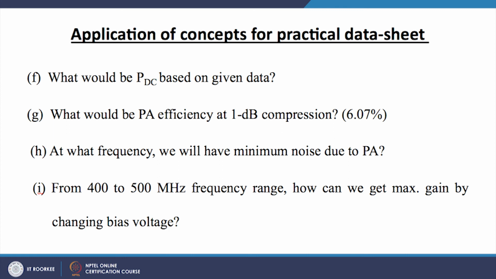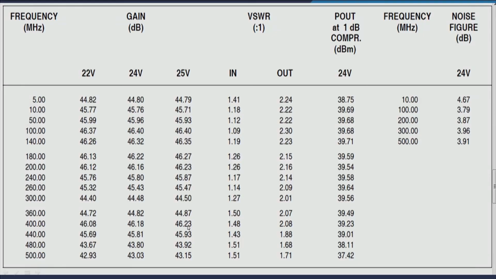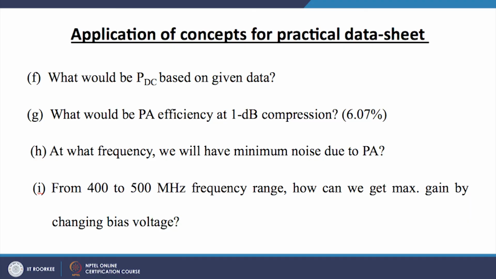Now the next portion is: at what frequency can we have the minimum noise due to the power amplifier? If you concentrate on the noise, we have to select the minimum among these. The minimum I can see is at 100 megahertz, so from the datasheet we can say that is the minimum noise figure. And suppose you have to select your power amplifier such that your frequency range is from 400 to 500 megahertz.